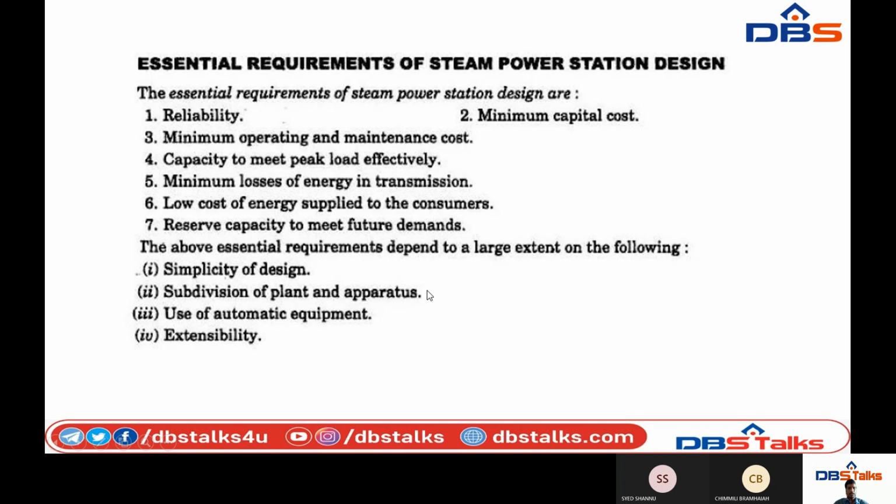Subdivision of plant and apparatus. That means the plant is divided into a number of sections. Like one is divided for combustion products, one is for ash collectors and cooling towers and pumps, and so on we are dividing the subdivision of plants. Use of automatic equipment. That means we have to use automatic equipment for transferring and collecting the materials. Extensibility.